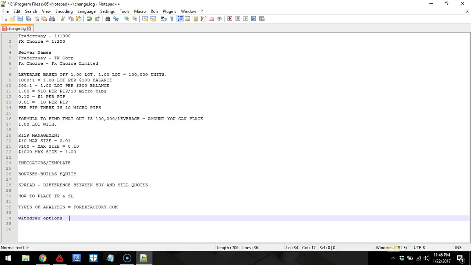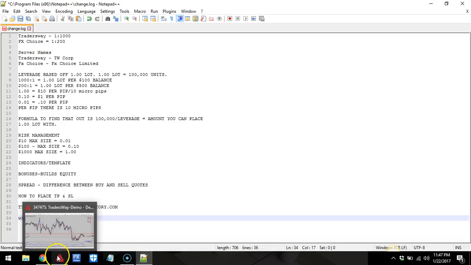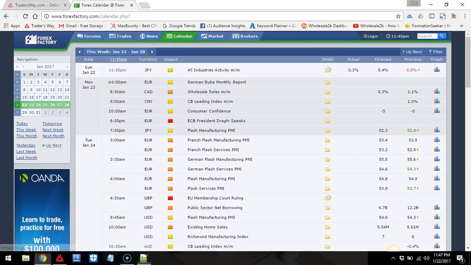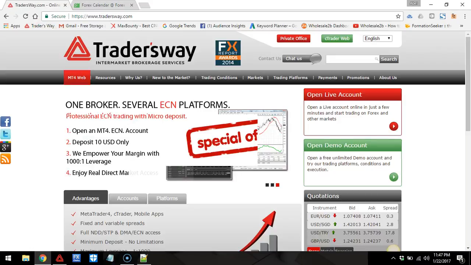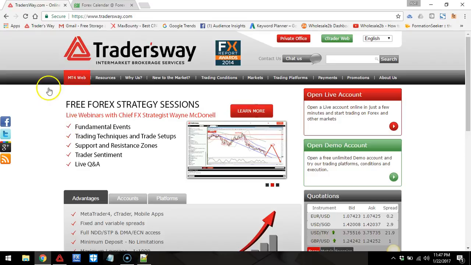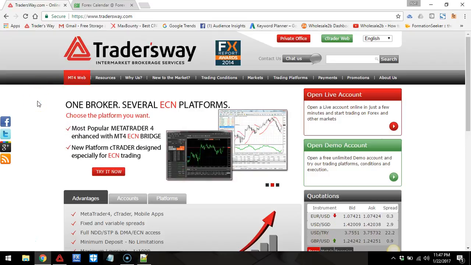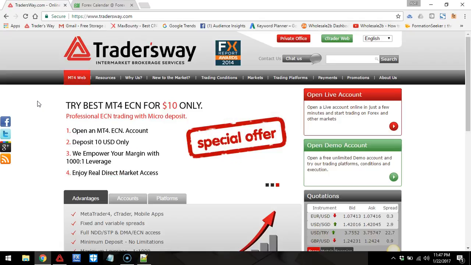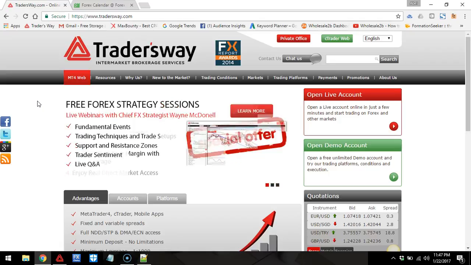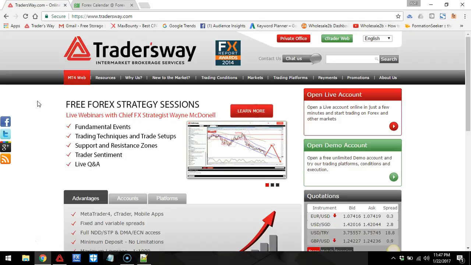But let me see, last one, withdrawal options. Now, when you actually withdraw from a broker, you got a few options. All brokers usually do wire transfers, which is like the best way to do it. You can do it through credit and debit cards. Like say you deposit with a credit debit card, you can actually withdraw right back to that card. But most brokers only allow you to withdraw the amount that you deposited from that card back, and then everything else usually has to go through wire transfer.